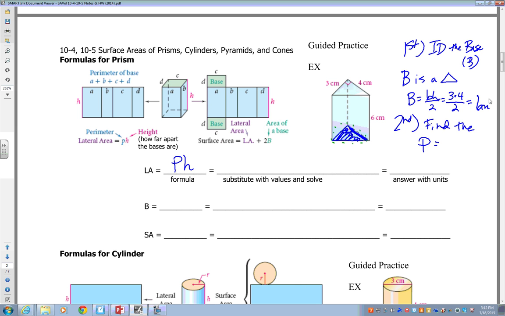Yeah, the Pythagorean theorem will help me find it. It's a right triangle. So think of it. Is it 3, 4? What's this have to be? Yeah. It's a 3, 4, 5 triangle. So my perimeter is 3 plus 4 plus 5. Yeah, our perimeter is 12.